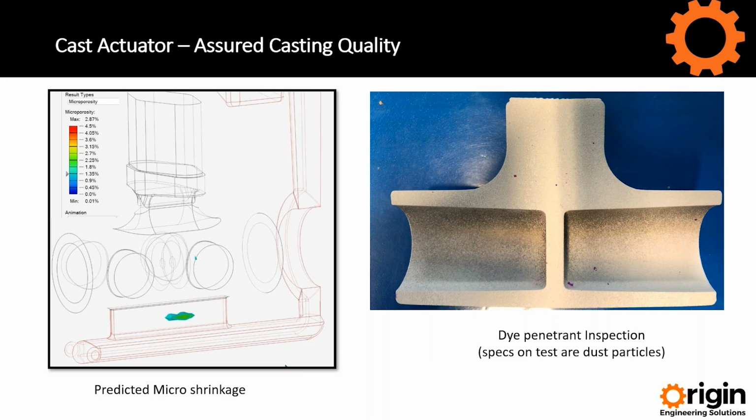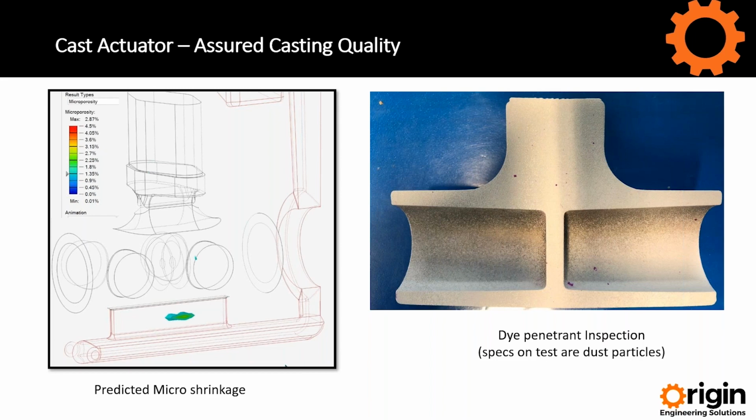So we're now looking at micro shrinkage. We can see there's a small amount in the center section around the boss area. This is a prediction, and also in the gate, which we don't care if we have porosity in the gate because that gets removed. On the right hand side, again, we validated it.